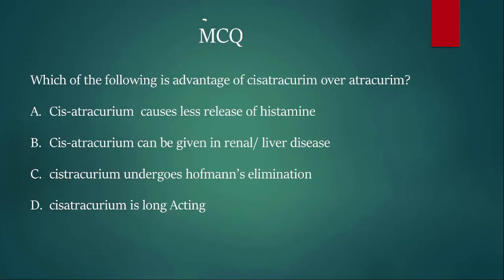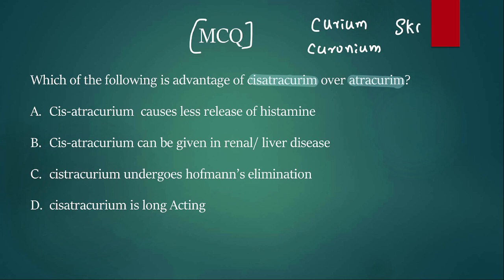Moving on to the next MCQ, the third MCQ. Which of the following is an advantage of cisatracurium over atracurium? Please understand, any drug ending with curium or curonium is a skeletal muscle relaxant. So we call them peripherally acting skeletal muscle relaxants. They are competitive blockers of acetylcholine. They act on the NM receptor and block that NM receptor.